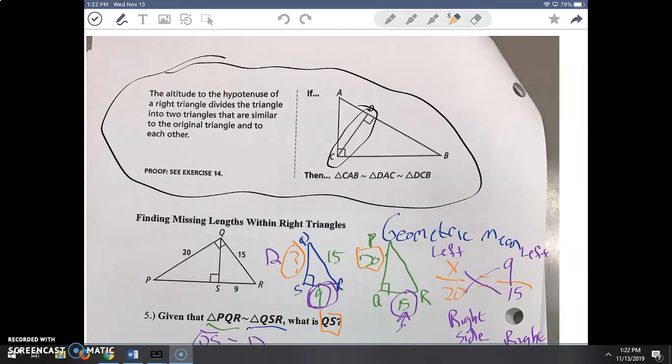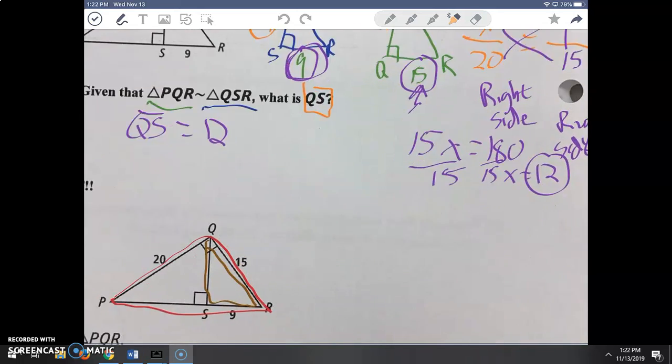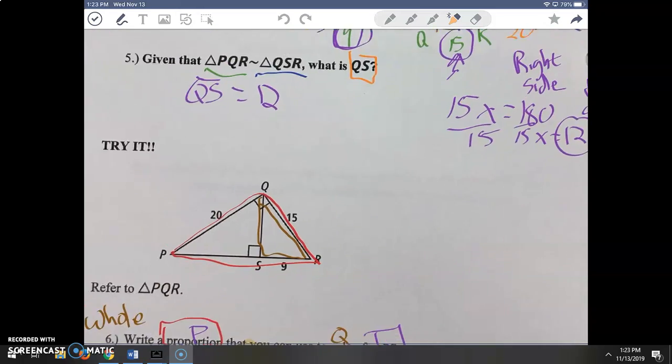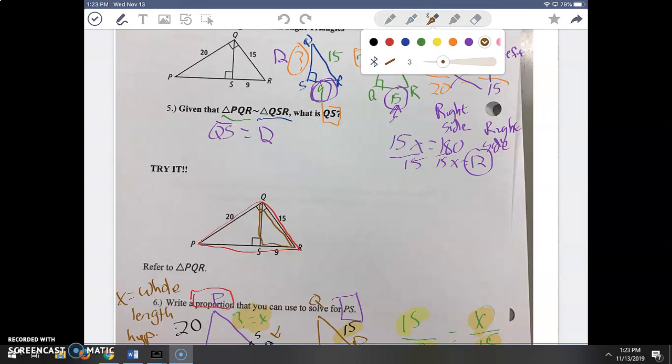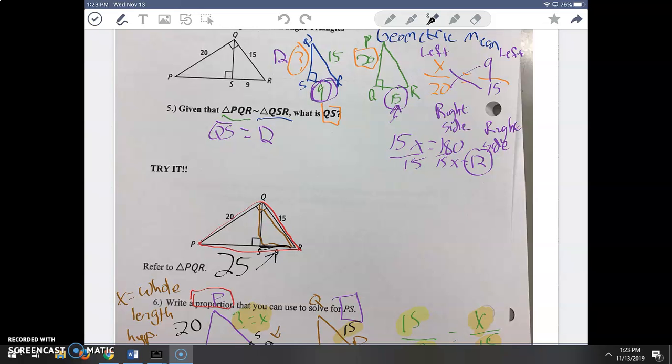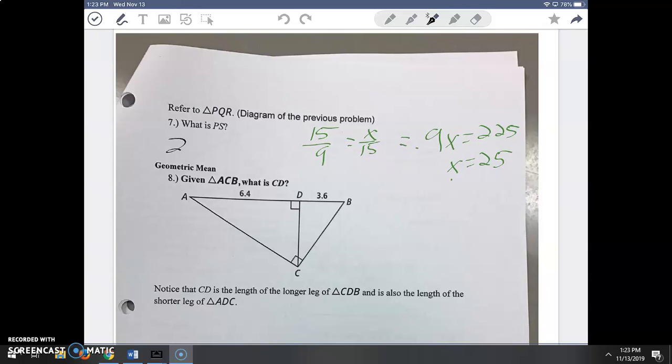Now remember, X is the whole length. Okay, X is that whole length. So basically, in this triangle, this whole thing is 25. Well, 9 of it is from S to R. So to figure out what PS is, you would do 25 minus 9, and you get 16. So PS equals 16.